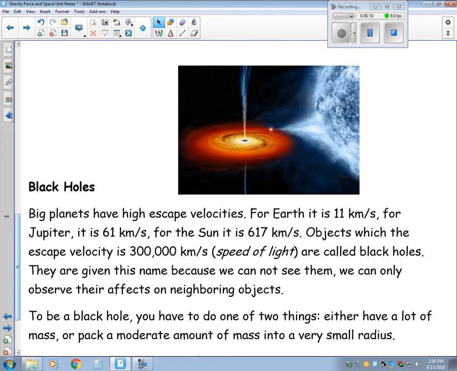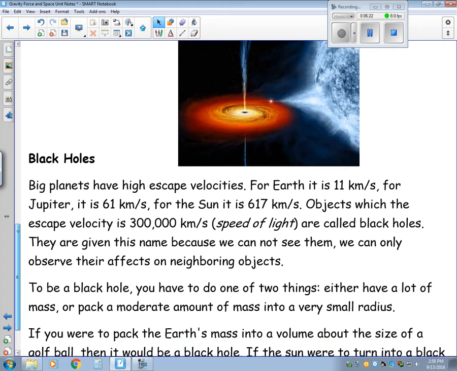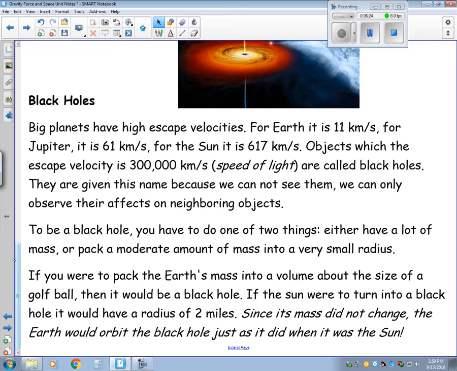So, if I have something that has an escape velocity of 300,000 kilometers per second, that's the speed of light. That object would be a black hole. They're given this name because we can't see them, because light does not escape them. So what we do is we observe them through their effects on neighboring objects.